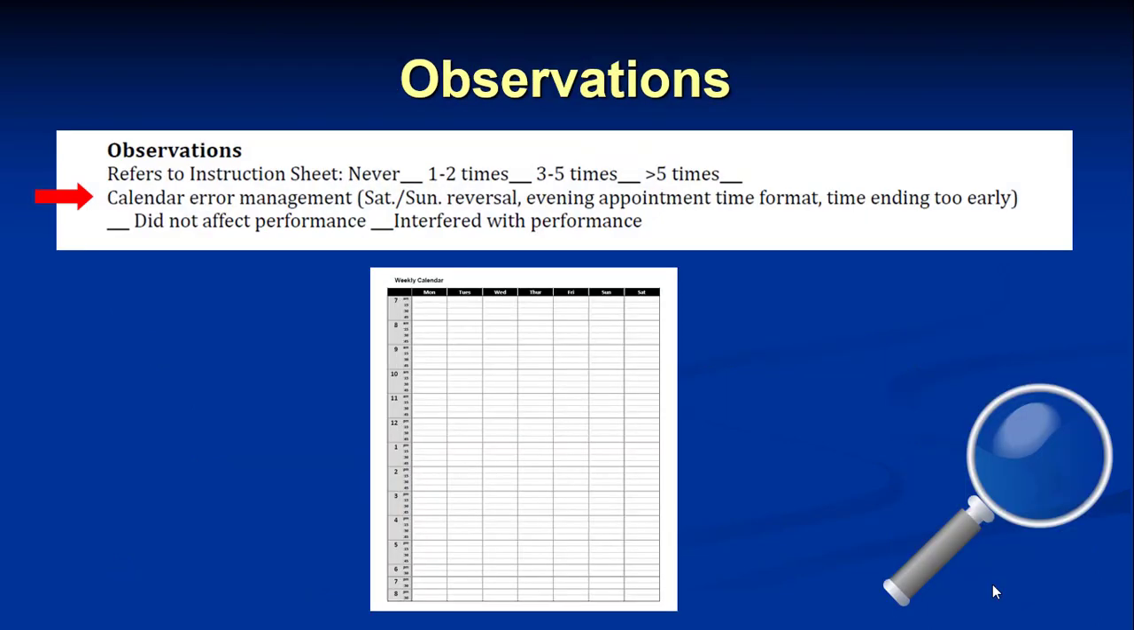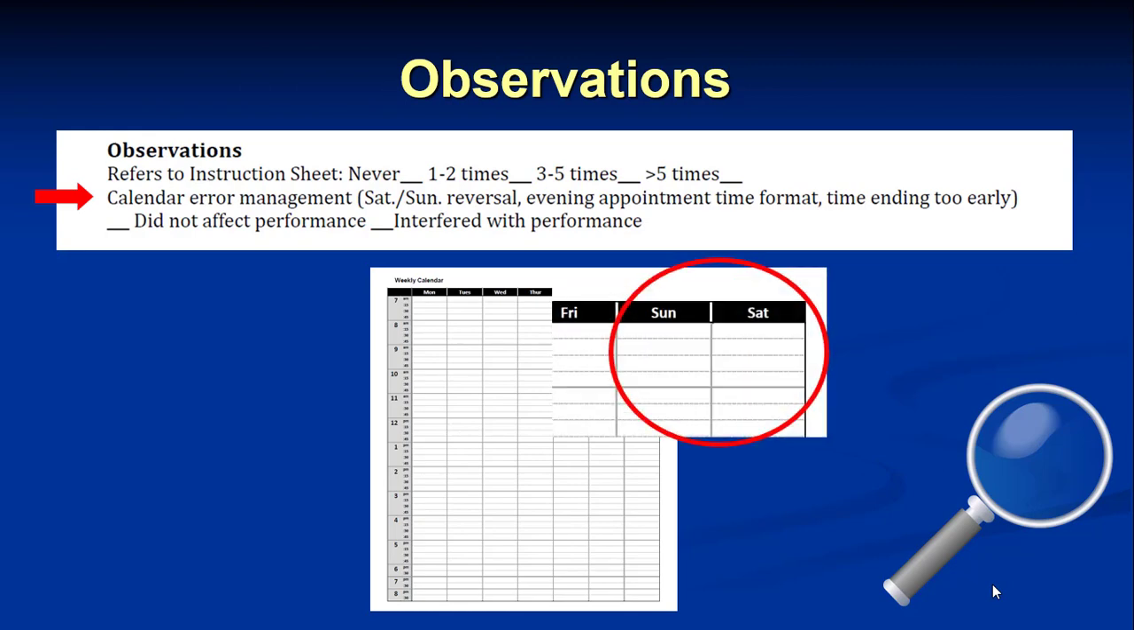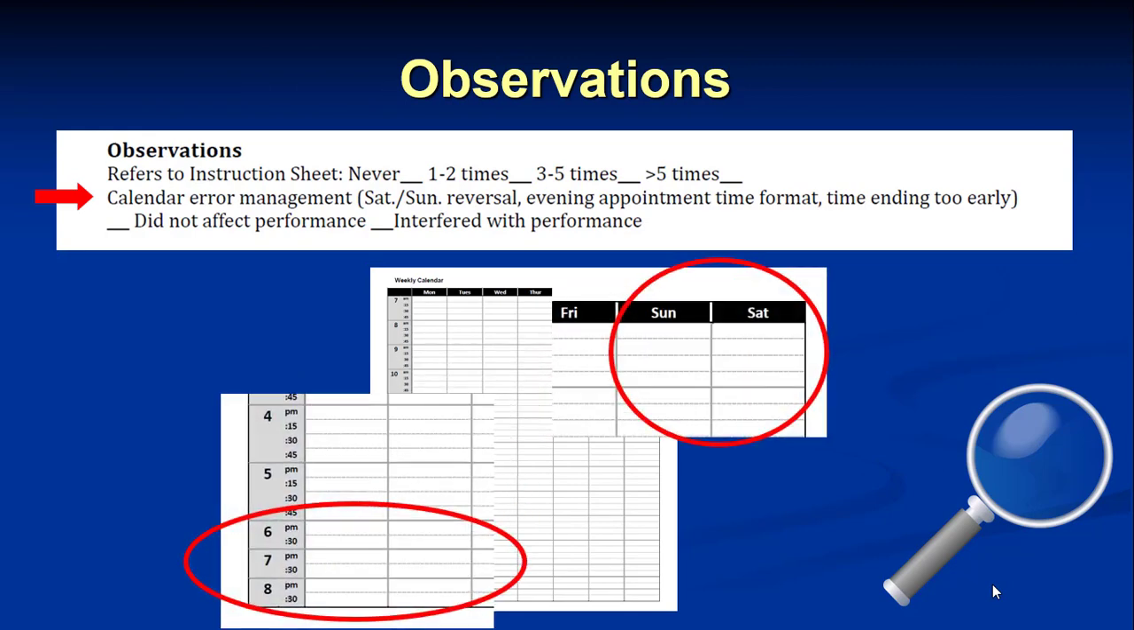Calendar error management on the WCPA Recording Form refers to how the client handles the errors purposely built into the calendar, such as the Saturday and Sunday reversal, the change in the time format from 15 minutes to half-hour time slots starting at 6, and the time on the calendar ending too early. These observations are not included in the scoring, but the examiner should note the way in which the client handles these difficulties because they provide important qualitative information about how the client manages with these unexpected challenges.